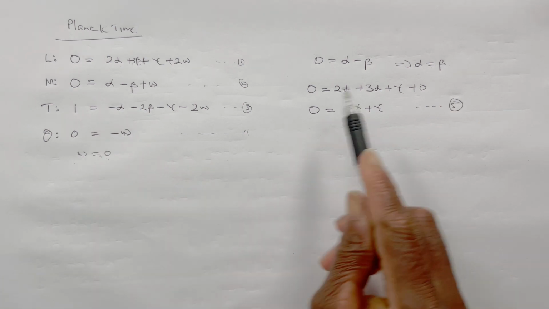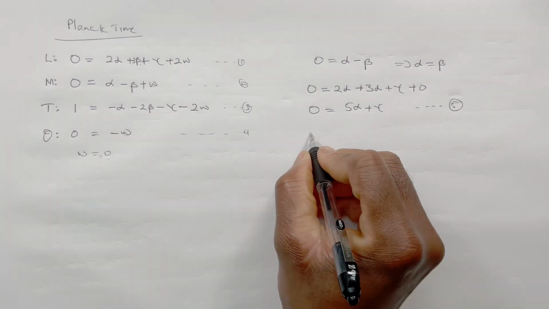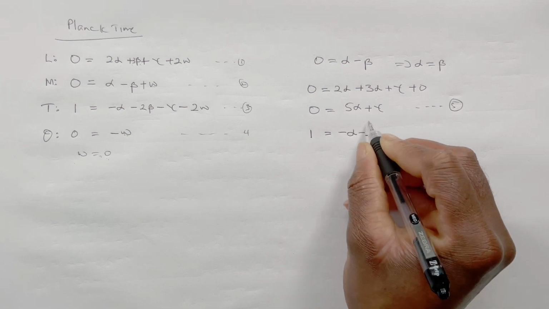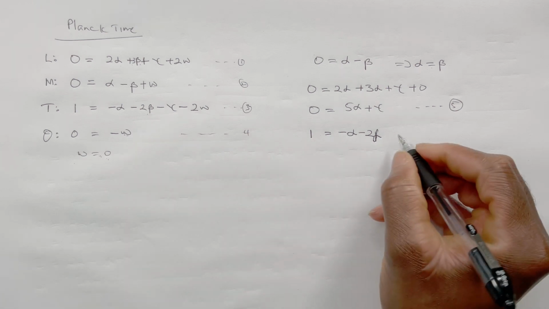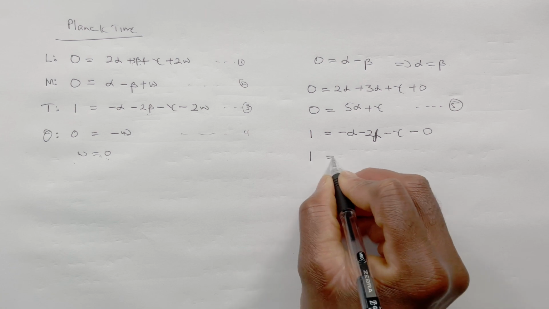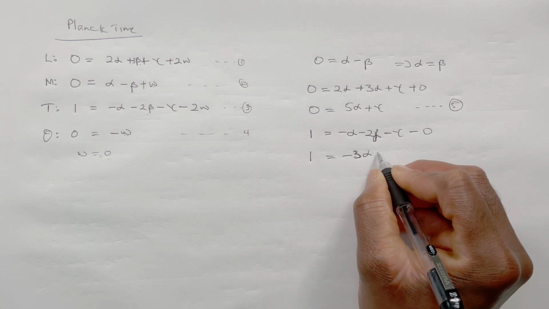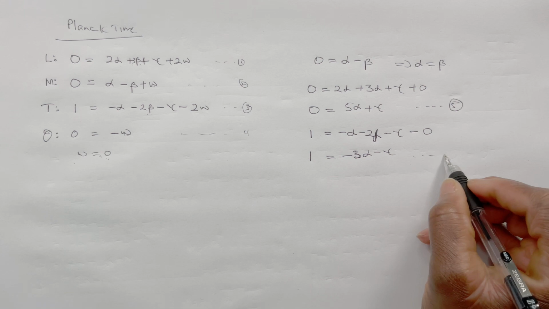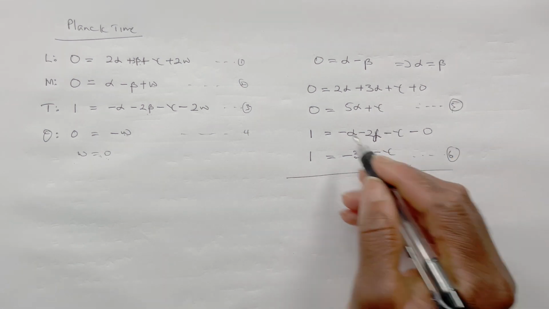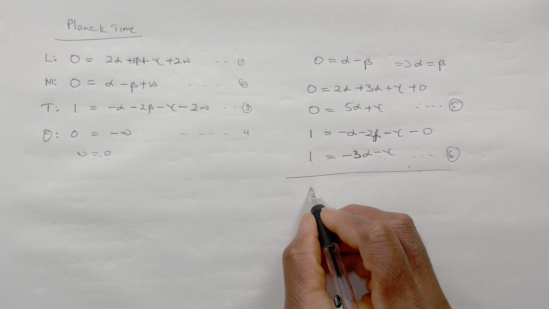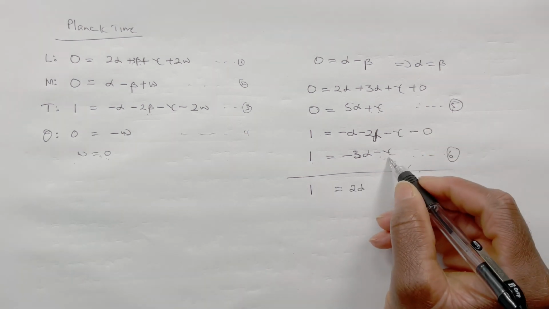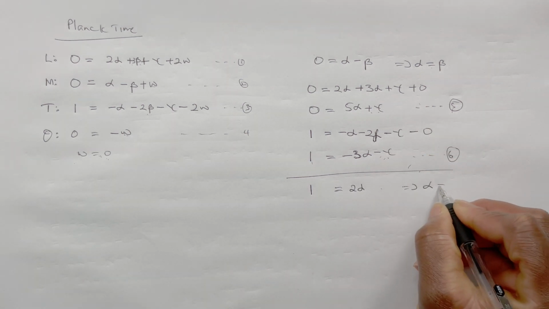I'm going to take this and that, and put it into this one. So that's 1 equals minus alpha minus 2 alpha, because alpha is beta, minus gamma minus 0. And that would simplify to 1 equals minus 3 alpha minus gamma, equation 6. I need to add these two equations together, because this is minus, that's plus. So if we add them together, 0 plus 1 is 1. 5 alpha minus 3 alpha is 2 alpha. Gamma minus gamma is 0, which implies alpha is a half.